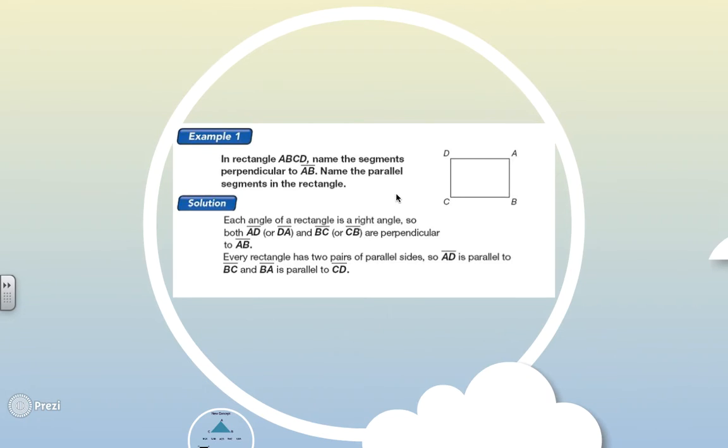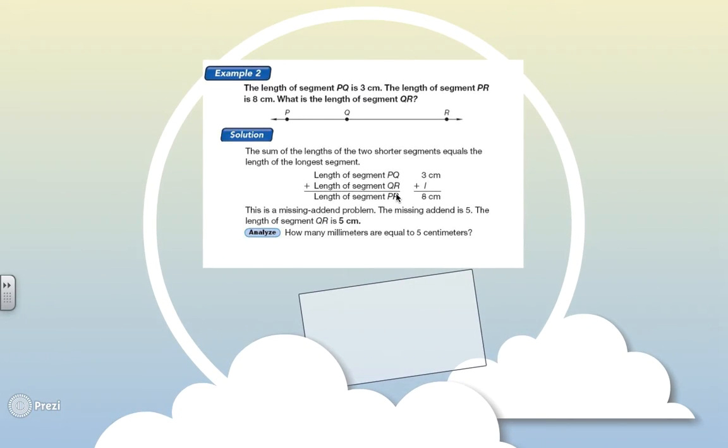All right, let's move on to the next one. The length of segment PQ, from here to here, is 3 centimeters. And the length of PR is 8 centimeters, from here to here. So if this whole length PR is 8 centimeters, but this little segment is 3 centimeters, how can we find out what the length of this is?